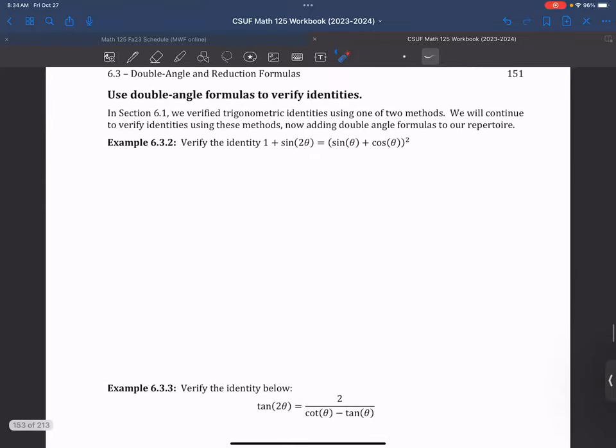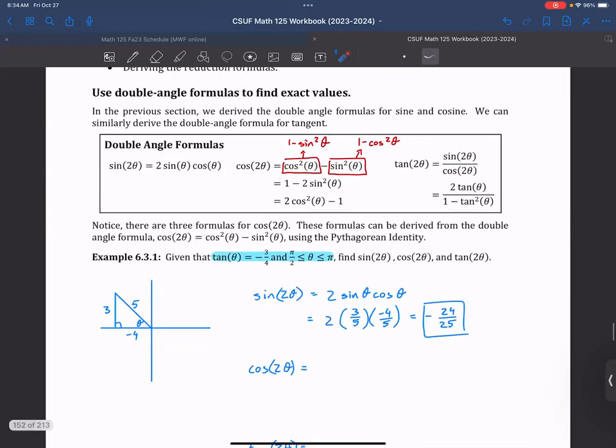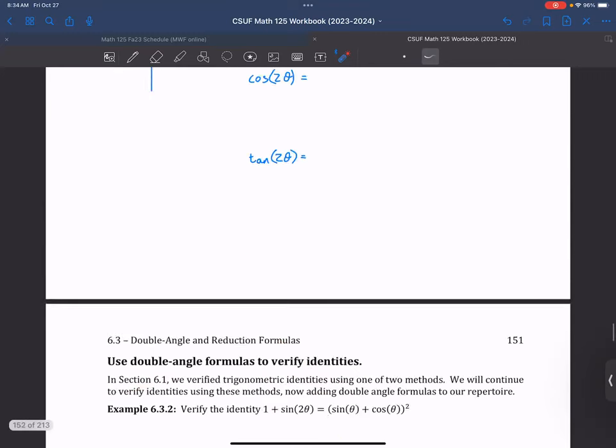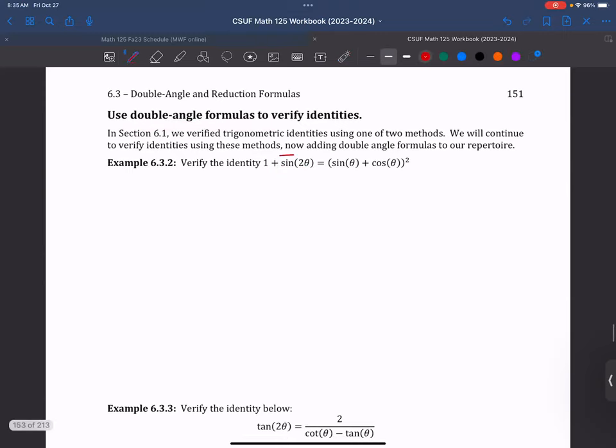All right. We can also use these double angle formulas to verify identities. This is essentially what we've been doing with verifying identities. We just have new formulas to use as tools, right? So looking at this, both sides seem to be kind of complex. But since we're trying to use double angle formulas, I would suggest starting with this one. I'm going to let you guys work on these ones as well. But I would suggest starting with this one and using the double angle formula.